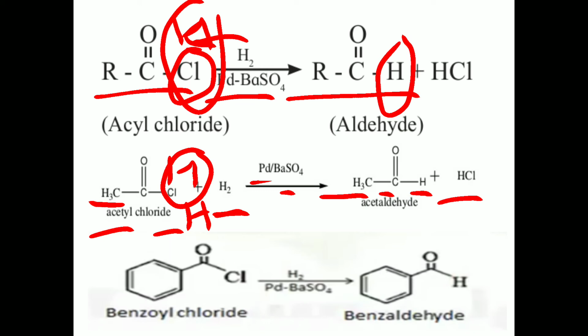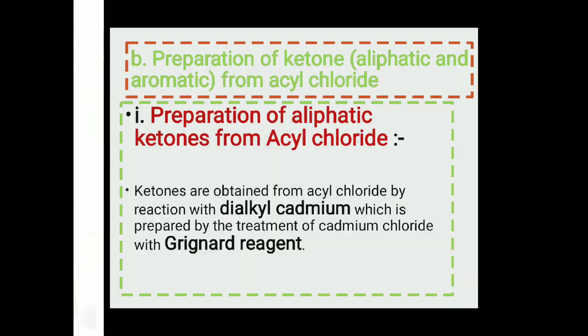Now another example is for the aromatic aldehyde. Now when the benzoyl chloride, that means the benzene group is attached to C double bond O Cl, the same reaction takes place, that is hydrogenation in presence of the palladium catalyst and barium sulfate. The function of this barium sulfate is to poison the catalyst at the aldehyde stage, and again similarly HCl is removed, and here one H is attached to get the benzaldehyde.